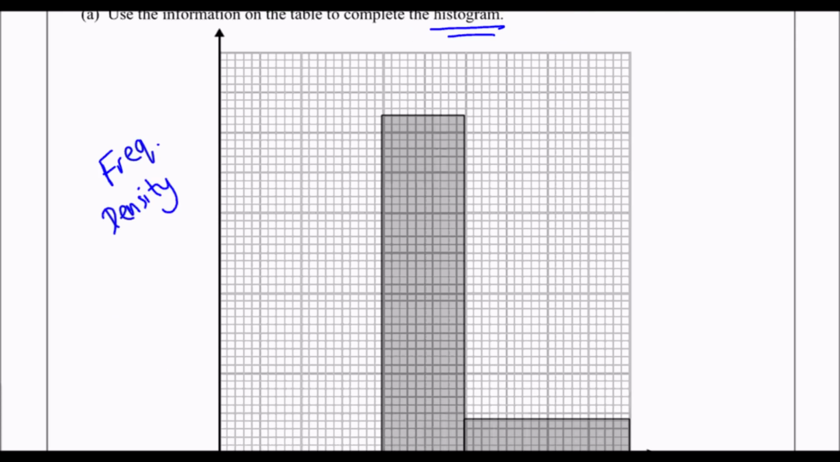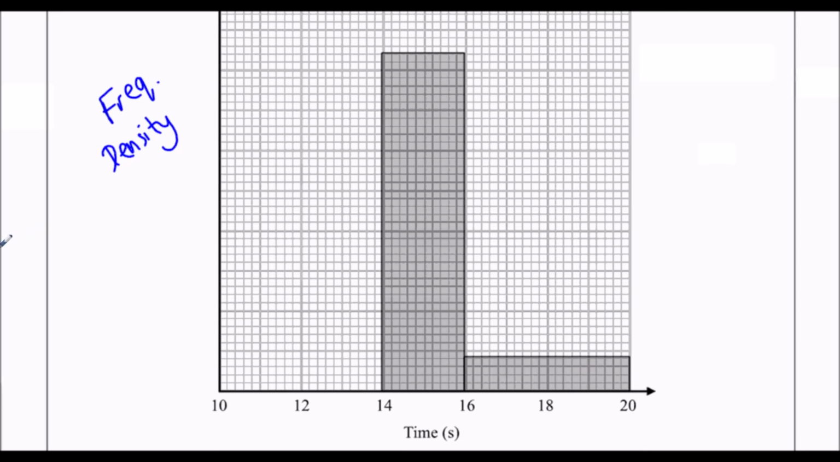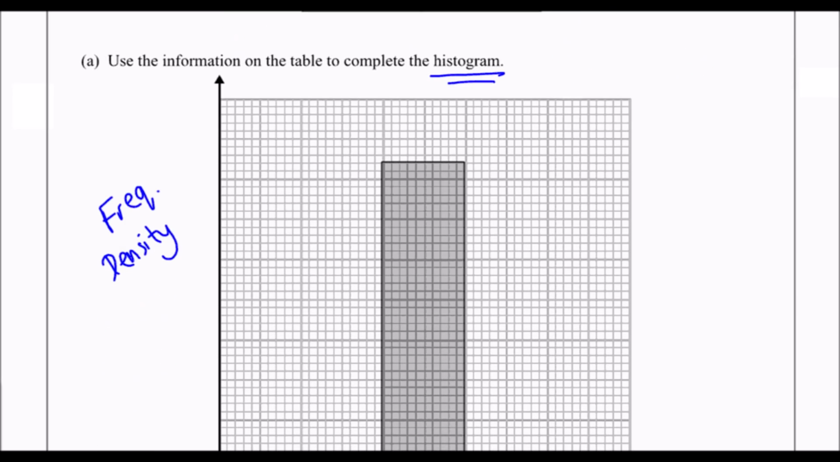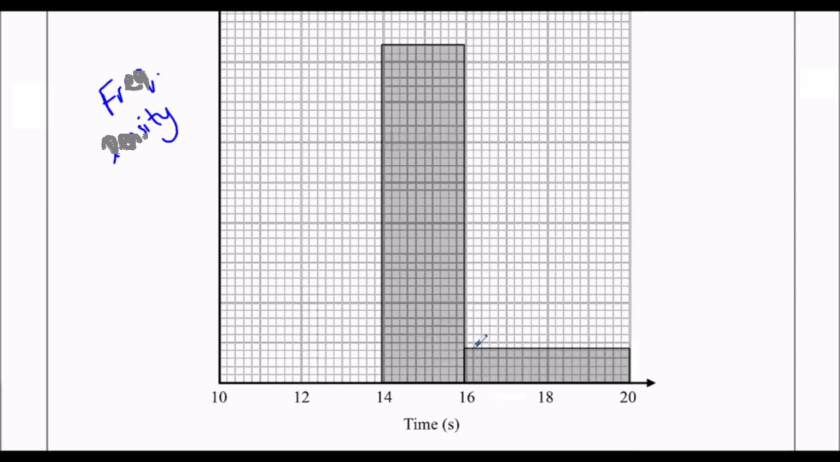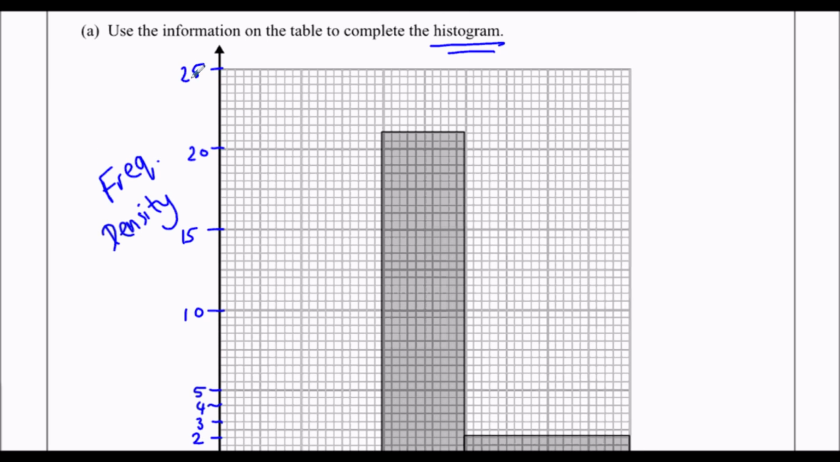So the 16 to 20 bar is already drawn on, and we know its frequency density is 2. So this must be 2, and we can use that to fill in the rest of the scale. So every 2 little boxes is 1. So 3, 4, 5. So 5, 10, 15, 20, 25.